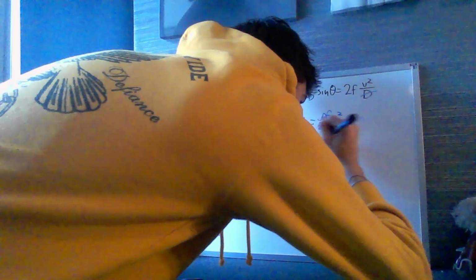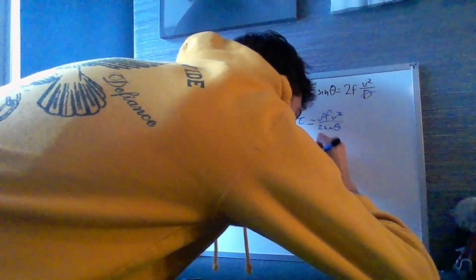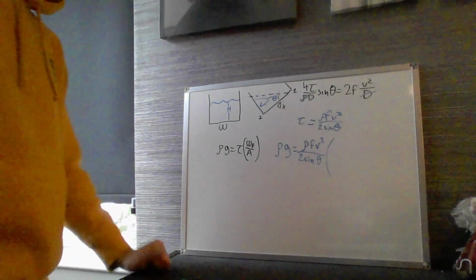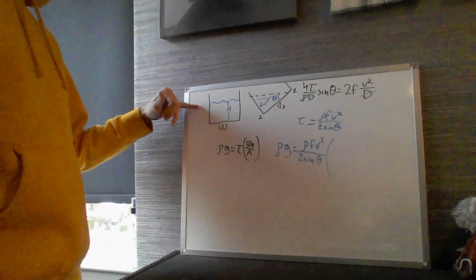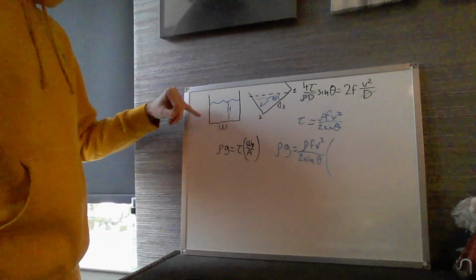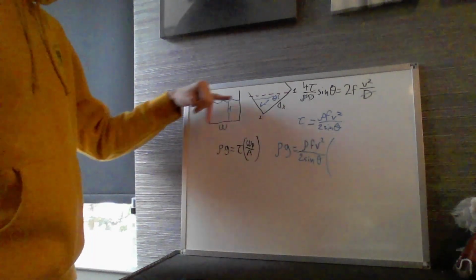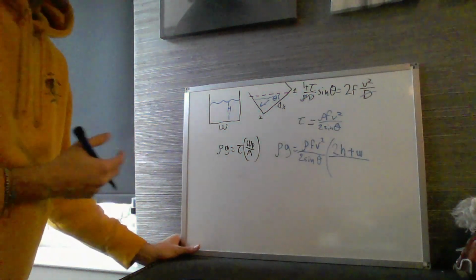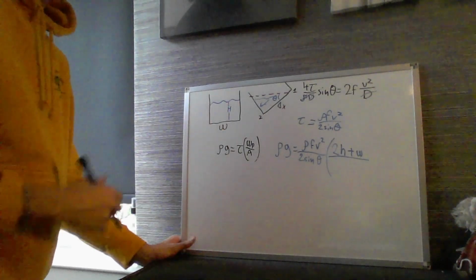rho f v squared divided by 2 sine of theta, and then multiplied by the wetted perimeter over the area. And what that looks like for this instance, the wetted perimeter is simply what is touching here. So we'll have the width, and then of course we're going to have the height, but on both sides. So we're going to have 2h plus w. So 2h plus w is our wetted perimeter. And as for our area, of course, we're going to have the multiplication of the two, which is the width multiplied by the height, or HW, I'm going to call it.